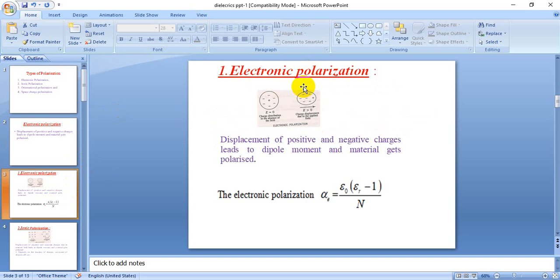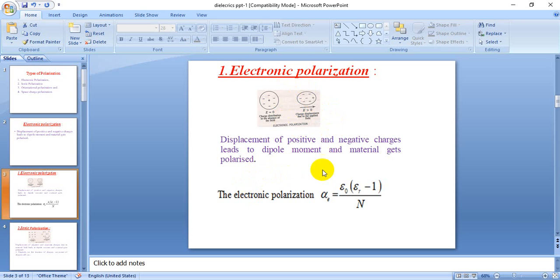This is the picture. Here, in the absence of the electric field, all the negative charges are surrounded by the positive charge, and in the presence of the electric field, the positive and negative charges are separated. So there is a displacement of positive and negative charges. Because of that displacement, a dipole moment is produced and the material gets polarized. This is called electronic polarization.